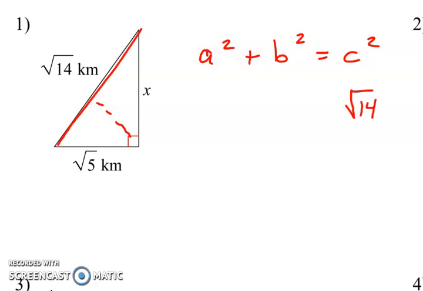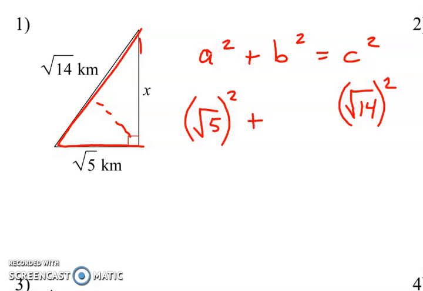And that's the square root of 14 kilometers. So we're going to square that. And then it doesn't really matter which one I call a and which one I call b. Let's call this one, the square root of 5, our a side, and we're going to square it. And that means this side of x is our b squared. If you want to call it x squared, that's fine. If you want to call it b squared, that's fine too. It doesn't really matter. It's your variable that you're looking for.